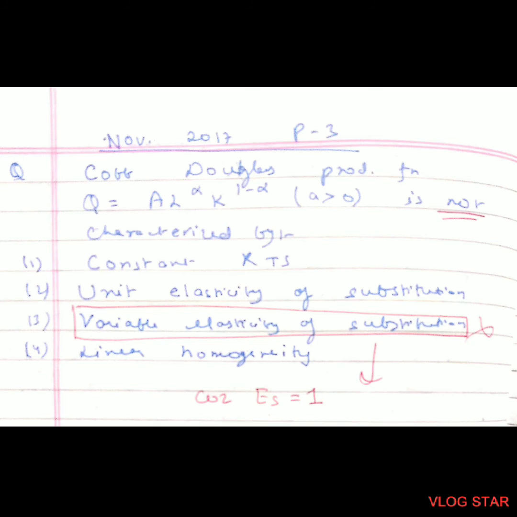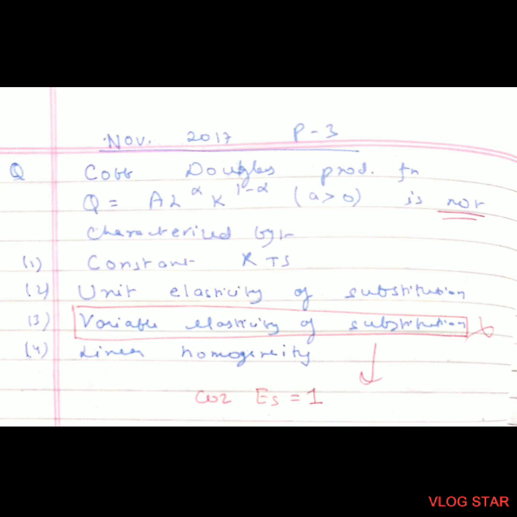Now see the next question. This question came in paper 3 of November 2017. In the question, we are given a Cobb-Douglas production function Q = A L to the power alpha, K to the power 1 minus alpha, where A is greater than 0. Which of the following is not correct? First option says constant returns to scale. Yes, it would be correct because when we add alpha plus 1 minus alpha, that would be equal to 1. And when alpha plus beta is equal to 1, it is always constant returns to scale.